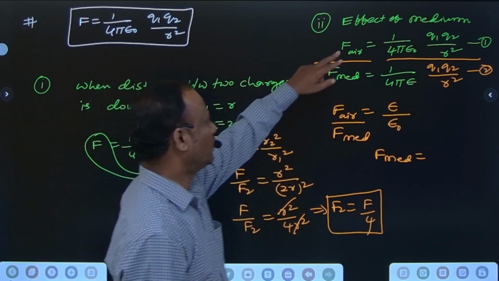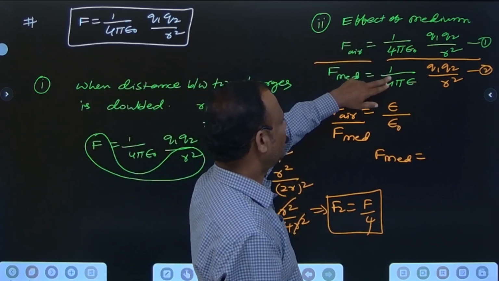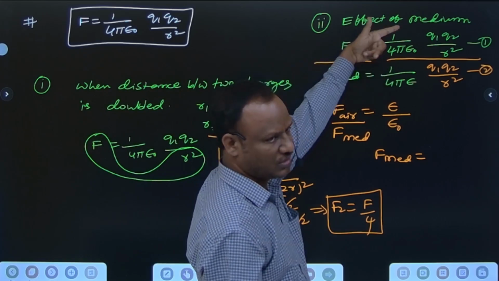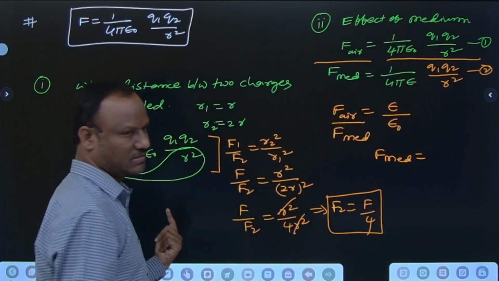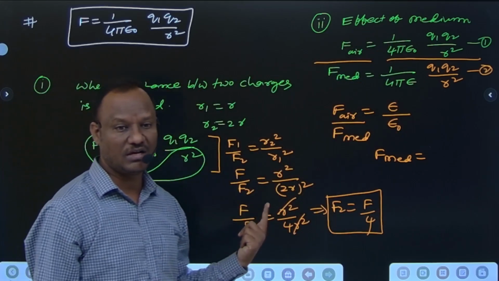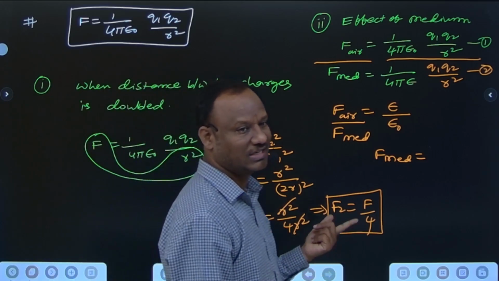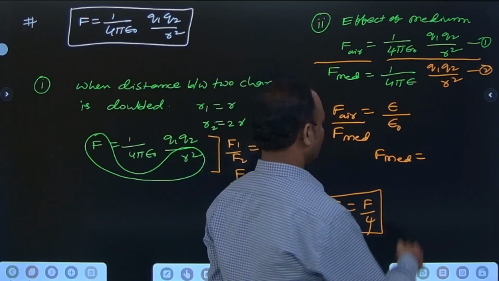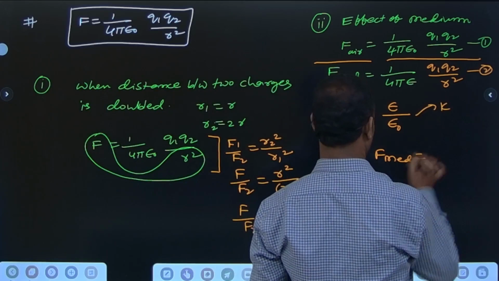Epsilon by epsilon naught, 1 by 4 pi epsilon naught, 1 by 4 pi epsilon. It is epsilon by epsilon naught. Earlier case we discussed, it's epsilon r. Epsilon r means what? K. Okay, this is K.